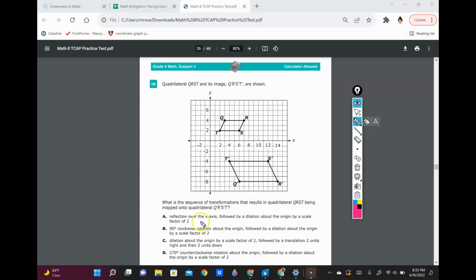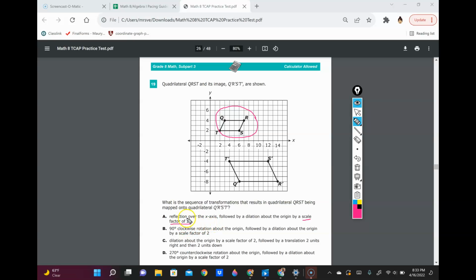If you notice your answer choices, they all have something in common. They all have a scale factor of 2. And clearly you're seeing that this is being enlarged. When you're multiplying by a scale factor larger than 1, it's getting bigger. If you're multiplying by a scale factor that is less than 1, remember it's getting smaller. So this is my original figure, and it is getting larger.